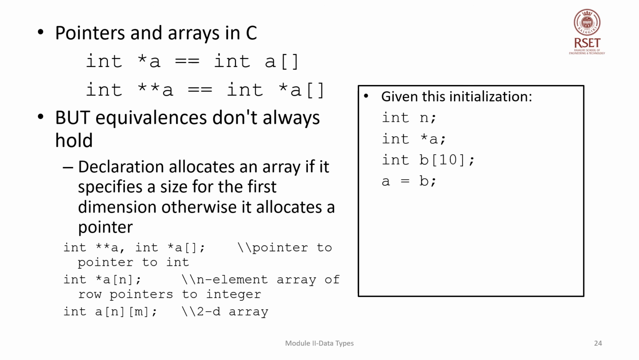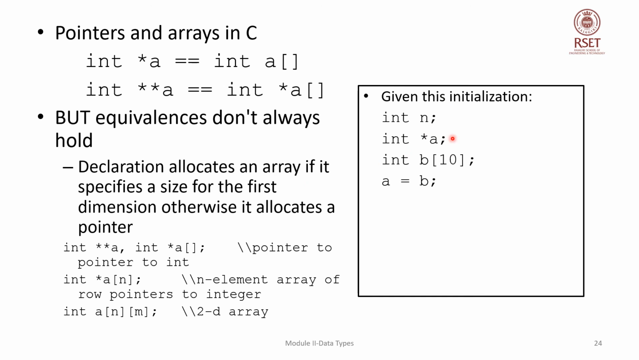Now let's look at some of the examples of pointers and arrays in C. int *a is equivalent to declaring an array. int **a is equivalent to declaring a row of pointers to int. Okay, and such equivalences hold, but there are exceptions. If the size of the first dimension is mentioned, then we allocate an array, else we allocate a pointer.